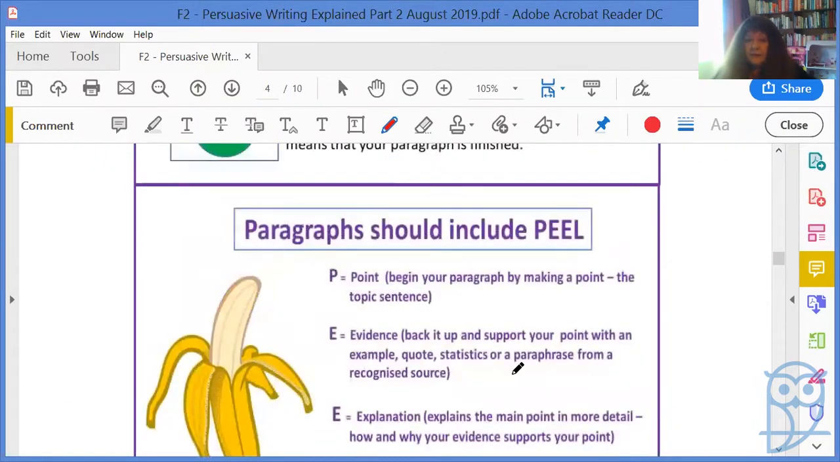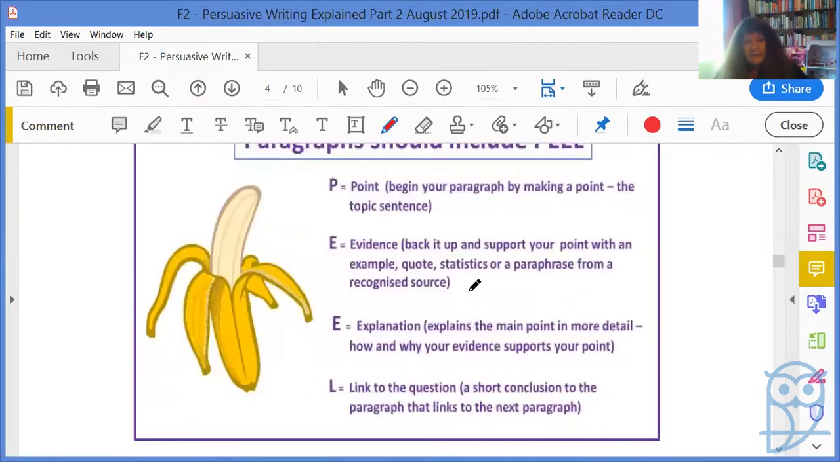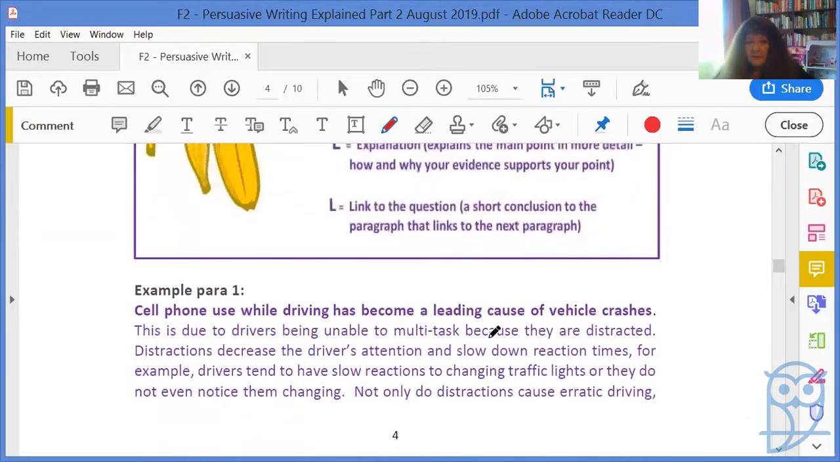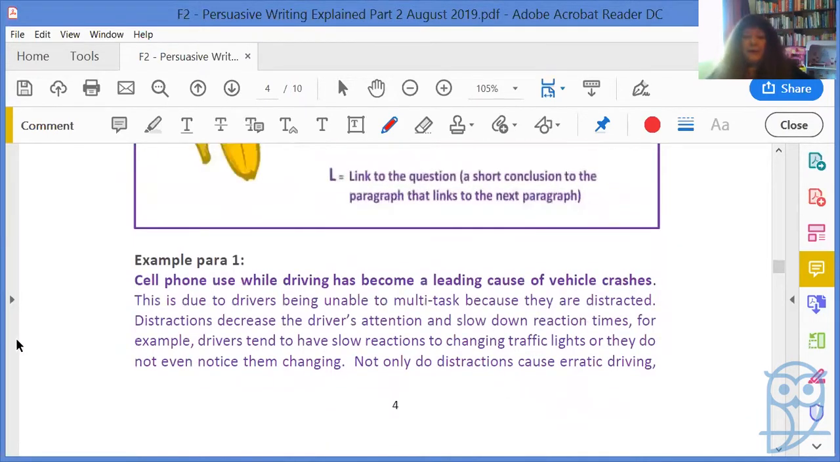Further, we said paragraphs should include P, the point you're making, the topic sentence; E, the evidence, the backup and support of your contention with examples, quotes, stats, etc.; E, an explanation, why, how; and finally L, the link to the question, a short conclusion to the paragraph that links to the next paragraph. And that's why you use those connecting words. Okay. Right, here's an example of paragraph 1.